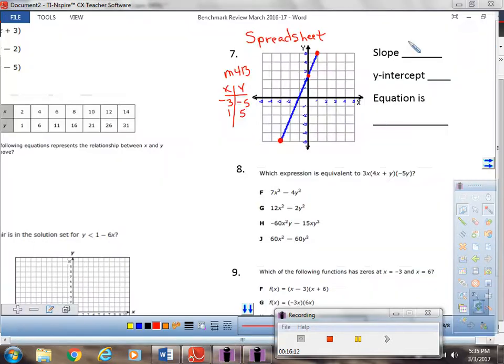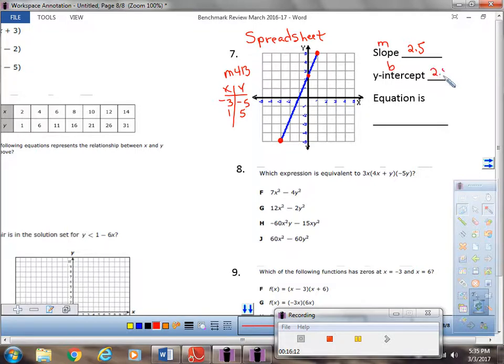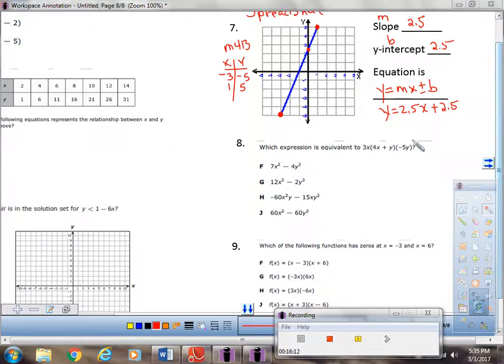So let's go back over here. The M was 2.5. This is your M. This is your B, which is 2.5. And so your final equation, which is mx plus or minus b, ended up being 2.5x plus 2.5. Okay? Alright, so much easier, and you're very accurate if you use that spreadsheet.